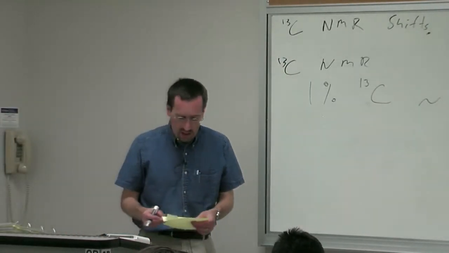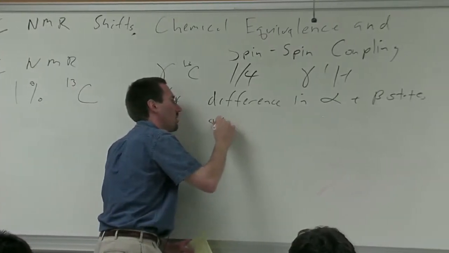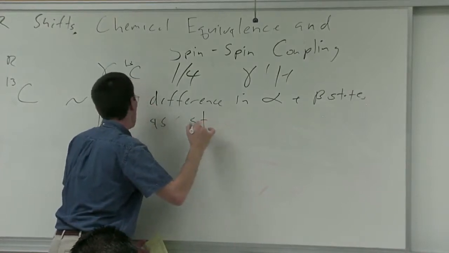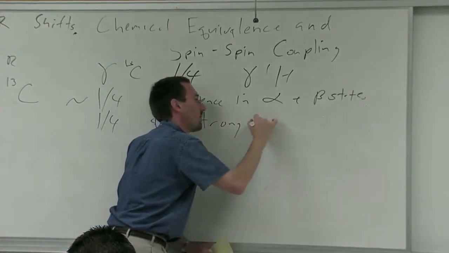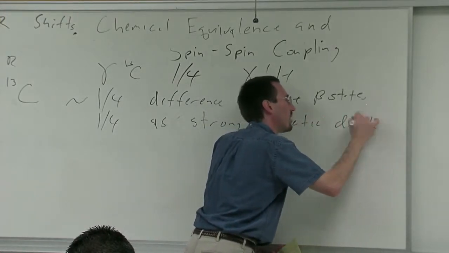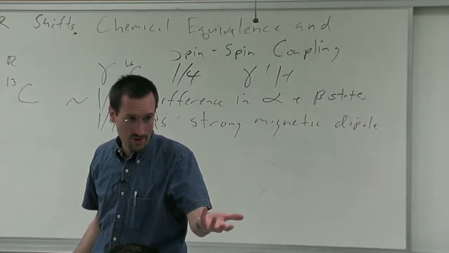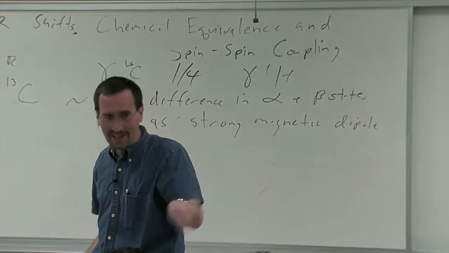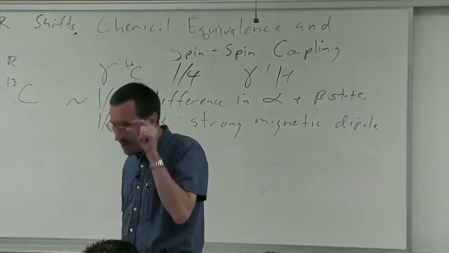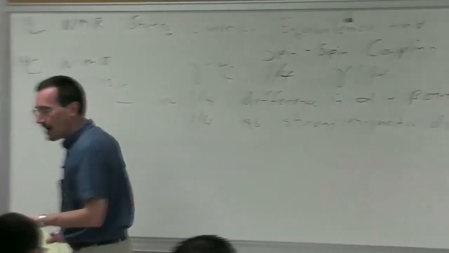Things get worse than that. Your dipole is only a quarter as strong. If you want to generate an electric current, like a generator, you want a big hunking magnet to spin in a coil. A proton is a little magnet, but a carbon is a tiny magnet because it's got a quarter of the magnetic dipole.